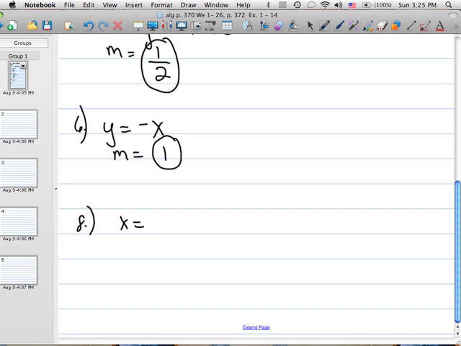Number 8, x equals 3. This is a vertical line. It has no slope. So the slope of the line perpendicular has to be a horizontal line, which has a slope of 0.